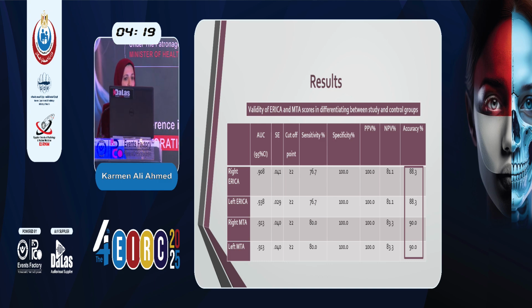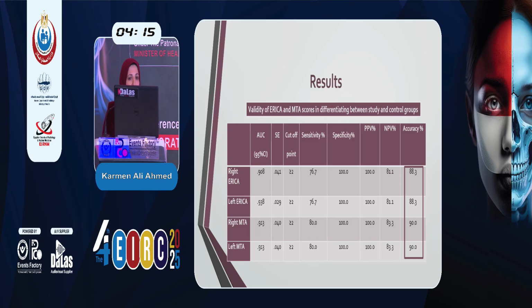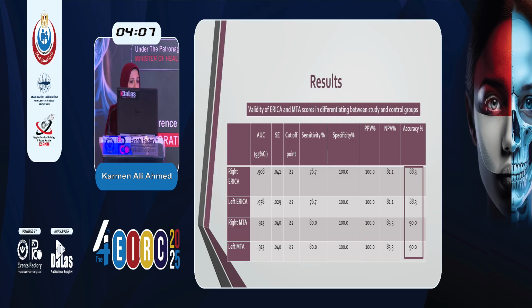Both ERICA and MTA scores demonstrate high accuracy in diagnosis of Alzheimer's disease and differentiation between the study and the control group, with higher accuracy detected in the MTA score than the ERICA score. Also, a score of 2 or more is the best cutoff point for diagnosis of Alzheimer's disease and differentiation between the study and the control groups.